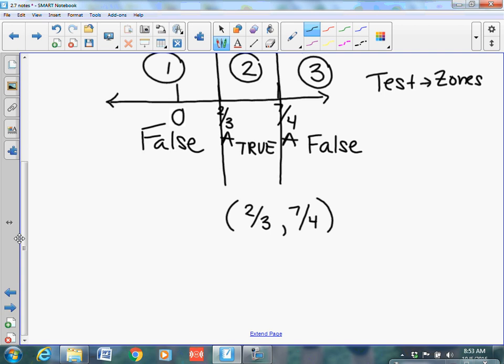It just so happens that it went false, true, false. Sometimes it goes false, false, true. Sometimes it goes true, true, false. It doesn't have a pattern, so don't think that if it goes false, true, this is automatically false on the test. Make sure you test everything.